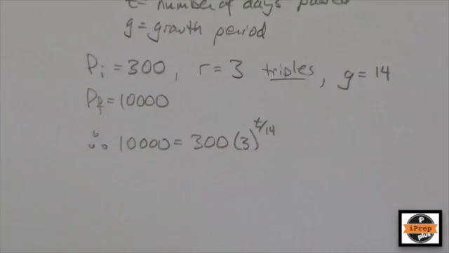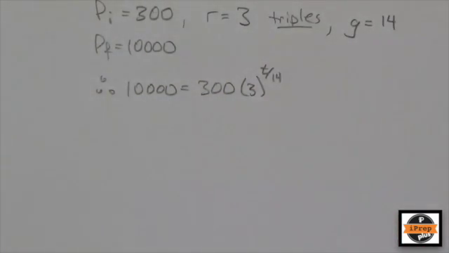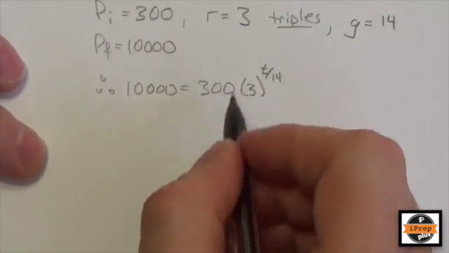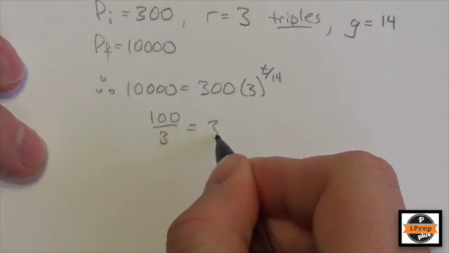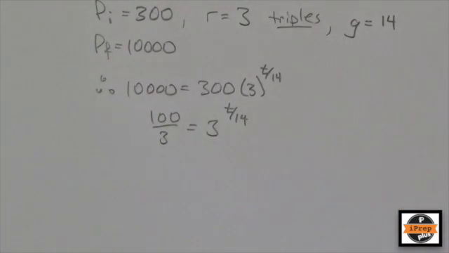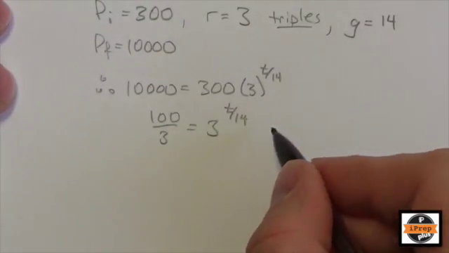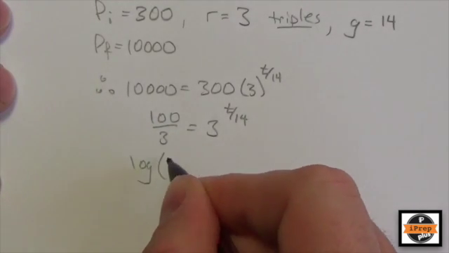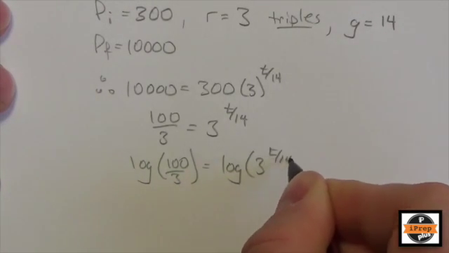I don't know what t is. What I have to do first to solve for t is isolate the power. So I'll divide both sides by 300, and that reduces to 100 over 3 equals 3 to the t over 14. Because the variable is in the exponent, I need to use logarithms. If the variable was in the base, I wouldn't. But because it is in the exponent, I'm going to use logs. So I'll take the log of both sides.